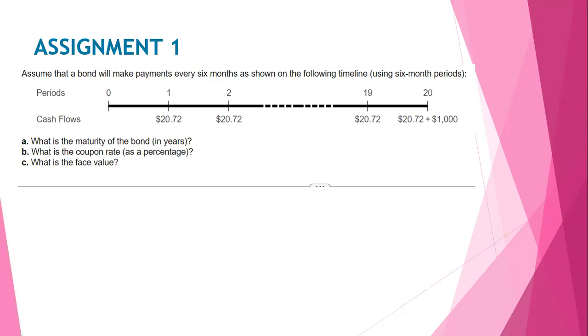Okay, we have here an assignment 1. It's a problem that we're going to solve. So assume that a bond will make payments every 6 months as shown on the following timeline using 6 months period. What is the maturity of the bond in years? What is the coupon rate as a percentage? And what is the face value? So there's 3 parts to that.